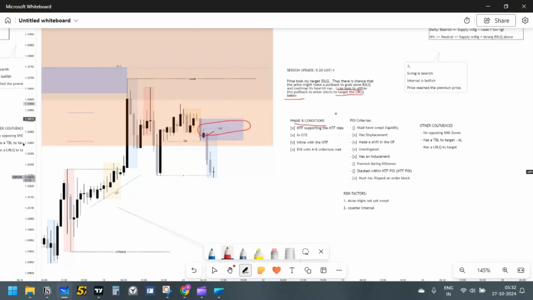This is much more high probability than EU, but still I got a loss in GU. The higher time frame is supporting: daily is in my favor, and 4R is partially in my favor. Price is at an optimal trade entry point, and it is in line with the medium time frame order flow at the POI with the 4/8 criteria met. This is not a POI by itself. This complete order flow, push up, push down, push up, push down, is my POI.